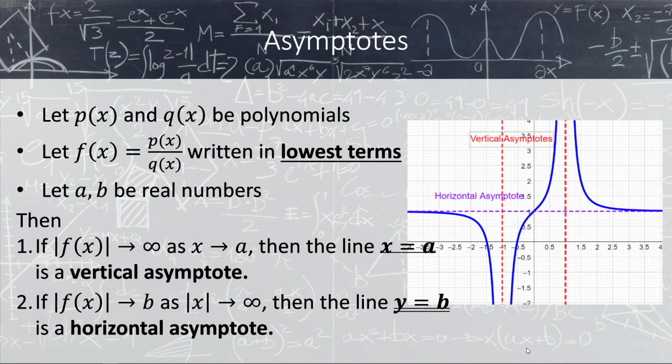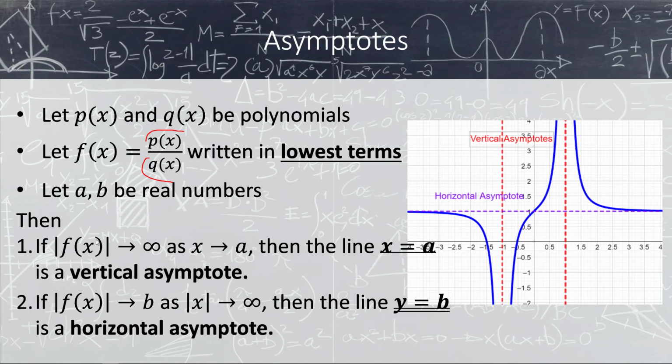And that brings us to, you guessed it, asymptotes. So let's suppose that p and q are polynomials, and we're going to let f of x be the ratio of p and q. However, it's going to be reduced into lowest terms so that the numerator and the denominator will not have any common factors other than 1.